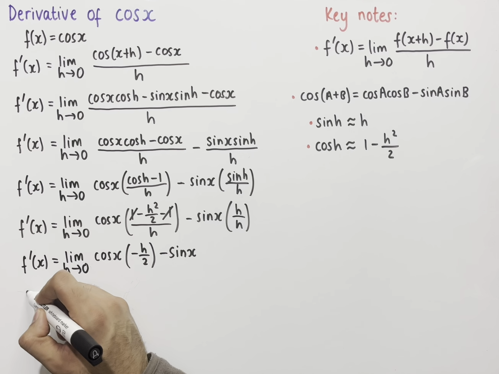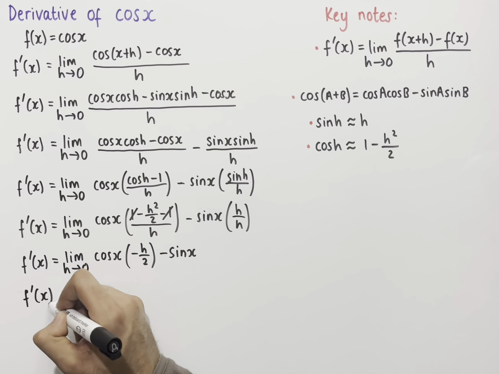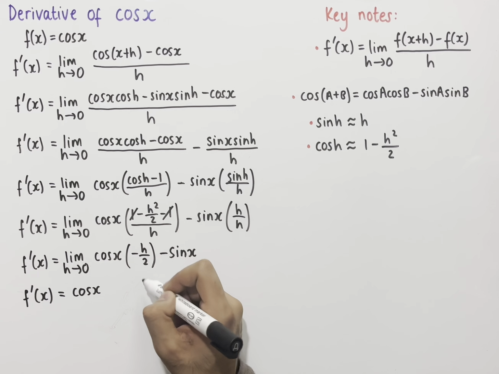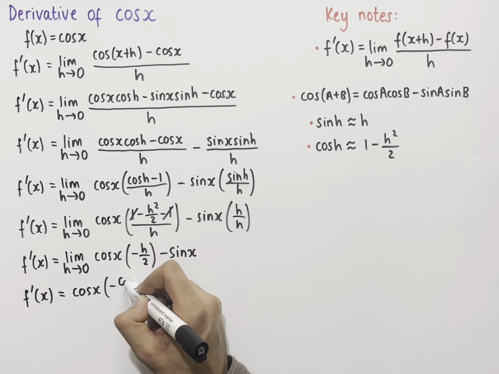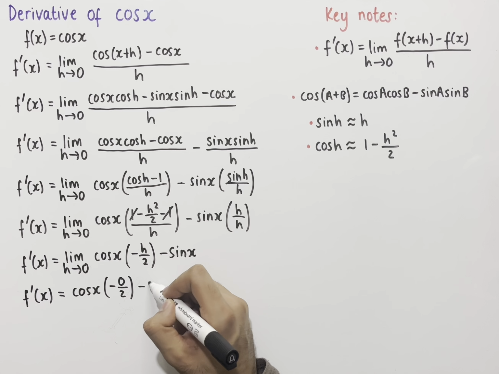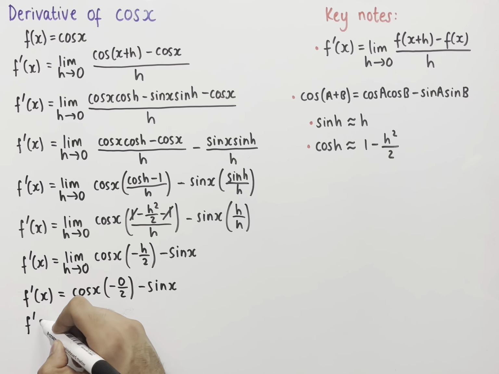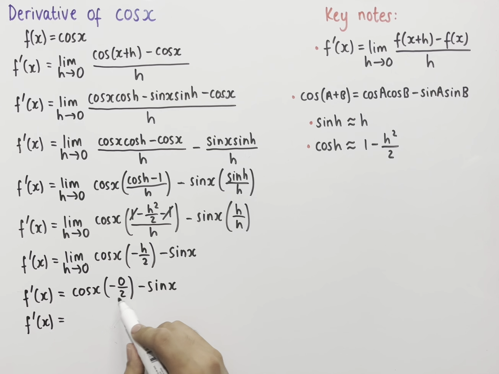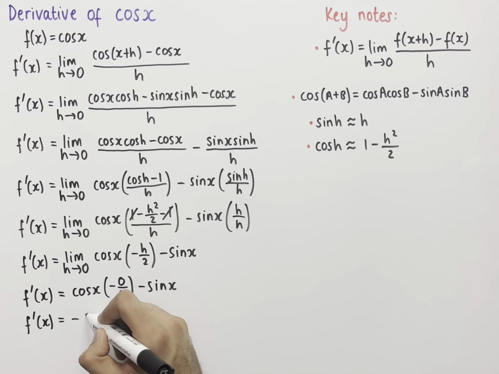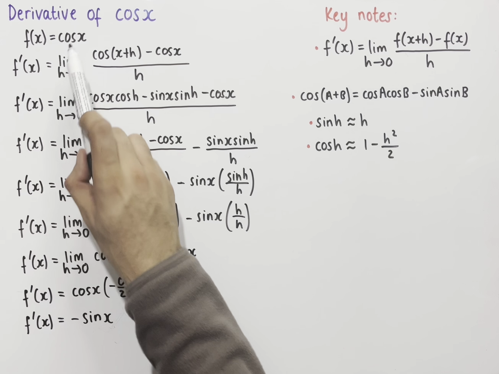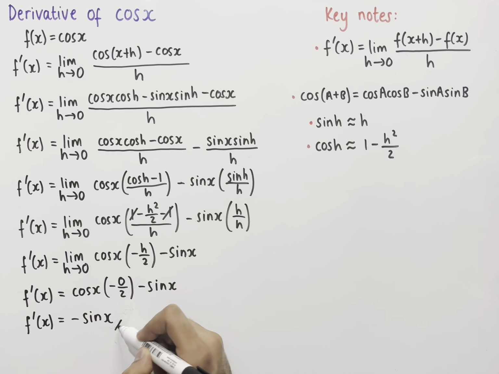We can now apply the limit, so we have f dash of x equals cos x. Now applying the limit here, we end up with minus 0 over 2, and then we're left with minus sin x. Now, minus 0 over 2 simplifies to 0, and 0 times cos x is equal to 0. So we have f dash of x, which equals 0 minus sin x, which simplifies to minus sin x. And so therefore, the derivative of cos x is equal to minus sin x.